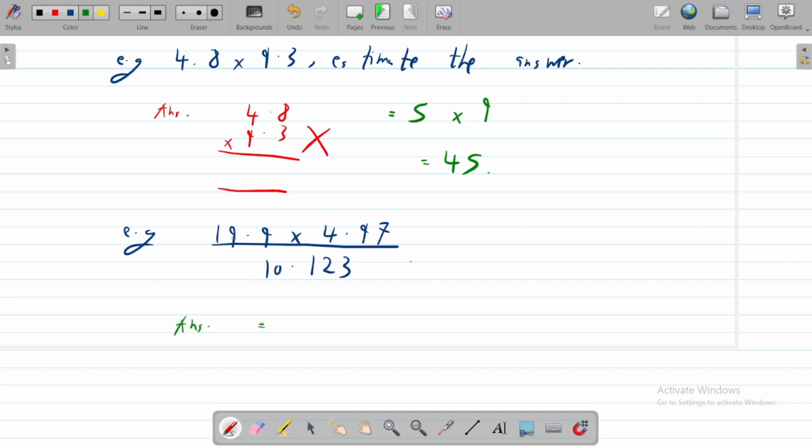So over here, 19.9, any issue with telling what's 19.9 close to? Yep, 20. And what is 4.97 close to? 5. And what is 10.123 close to? 10. So you simplified your question. So 20 times 5, that's 100. Divided by 10, your estimated answer would be 10. Is that clear?